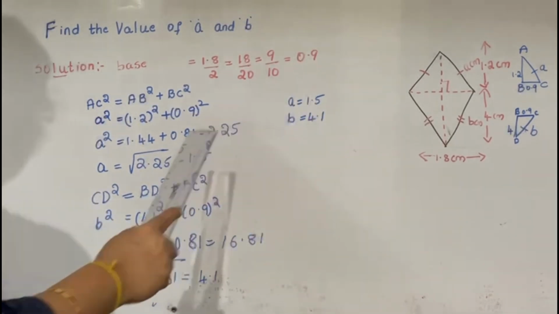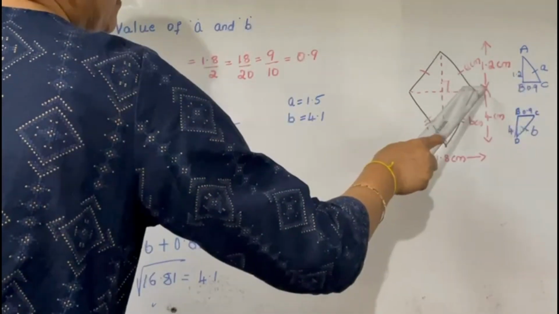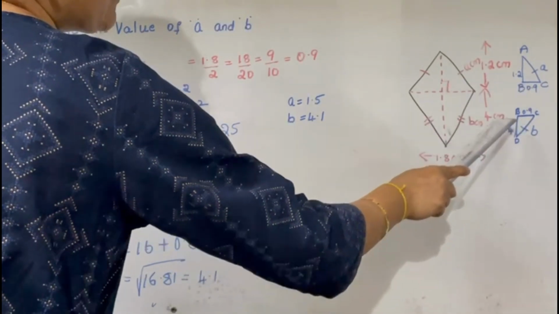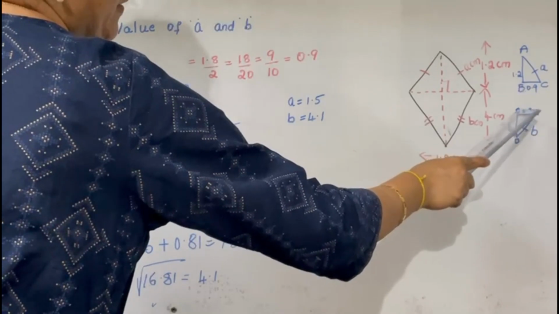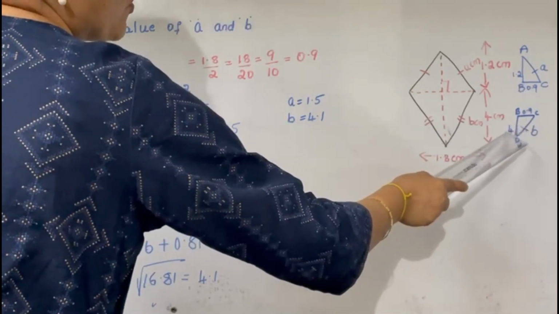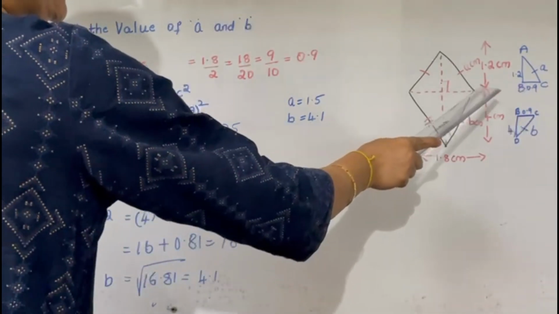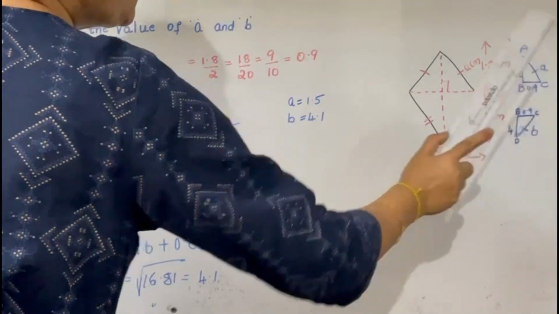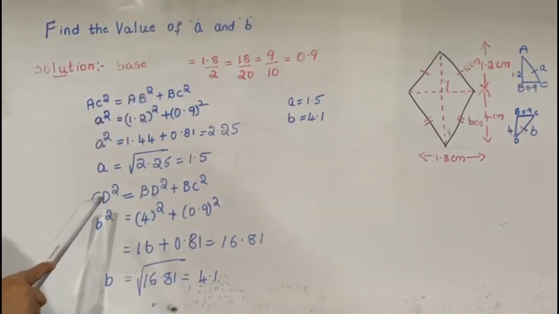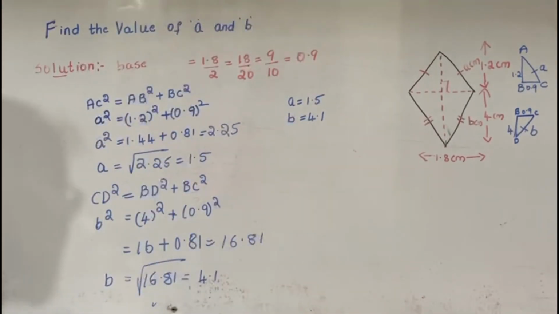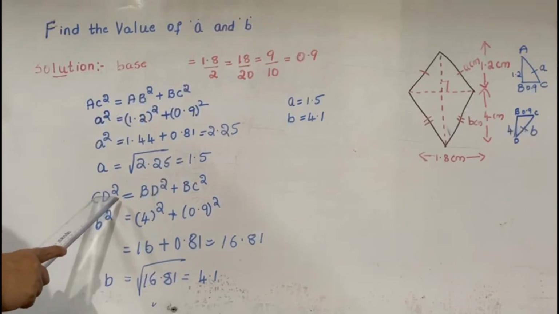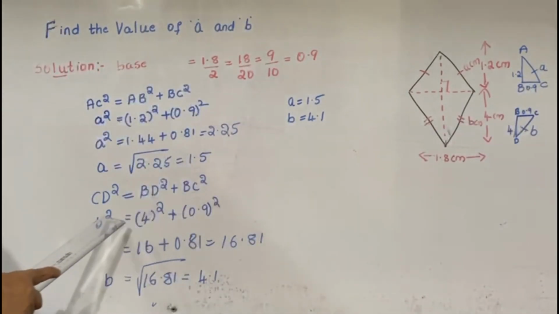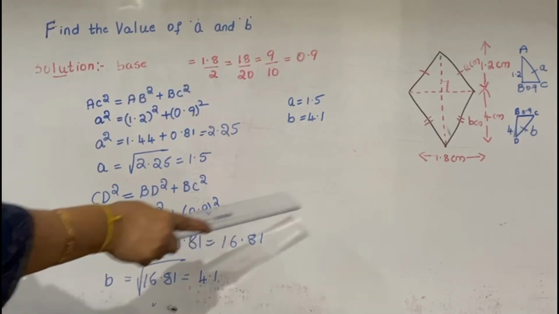Similarly, B you have to find out. This part, look here. They have given it as 4 centimeters, that is BD is 4 centimeters. BC is 0.9. And this is the B part you have to find out. That is, CD square is equal to, again apply the Pythagoras theorem, CD square is equal to BD square plus BC square. B square is equal to this.